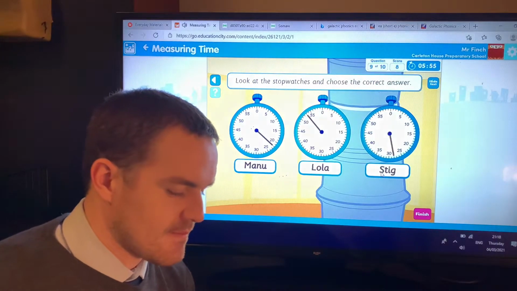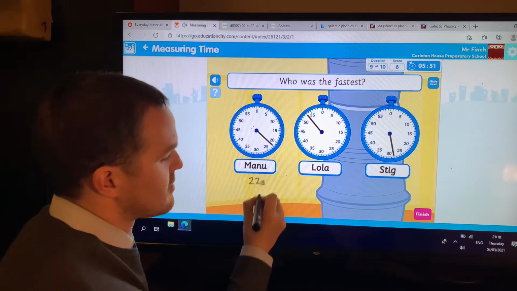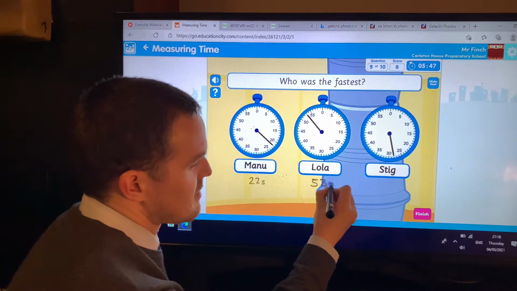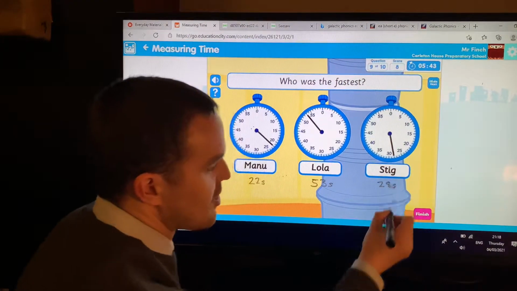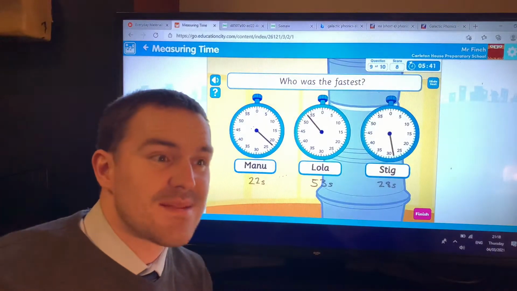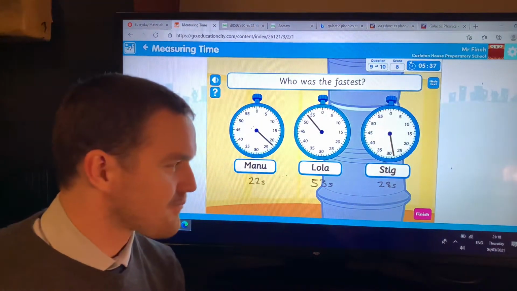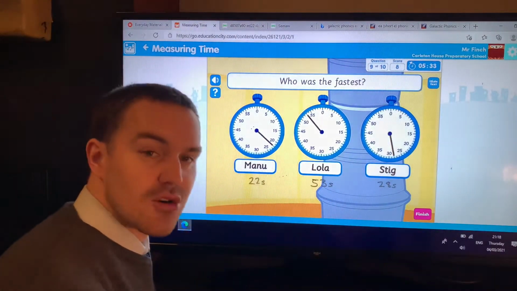Look at the stopwatches and choose the correct answer. Who was the fastest? We had 22 seconds, 53 seconds, and Stig was 28 seconds. So remember, the fastest person is the person who took the least amount of time. We have two 20 numbers, but look carefully. Which is smaller, 22 or 28?